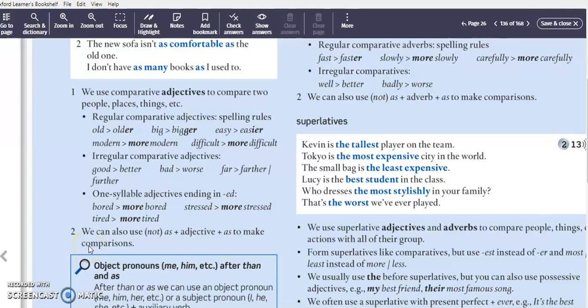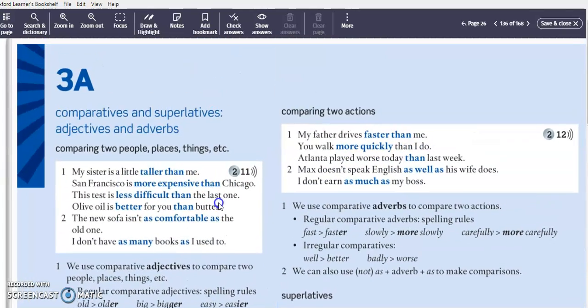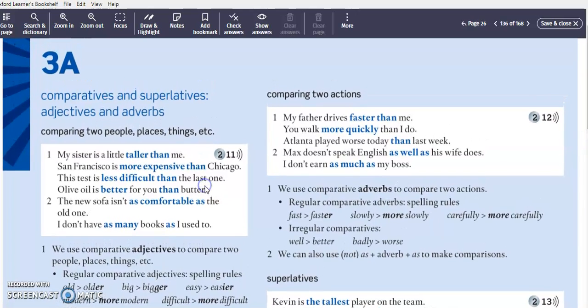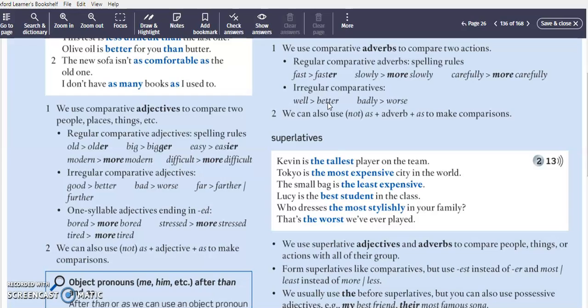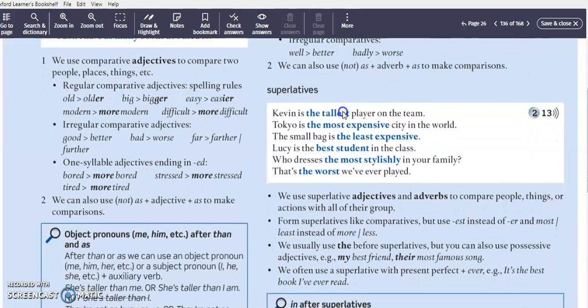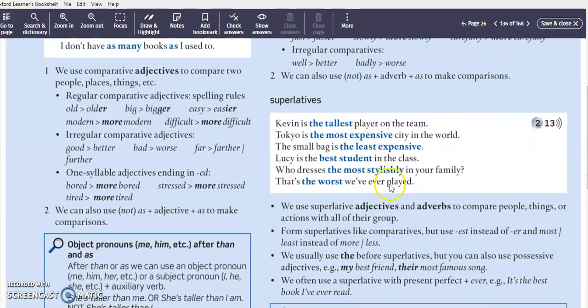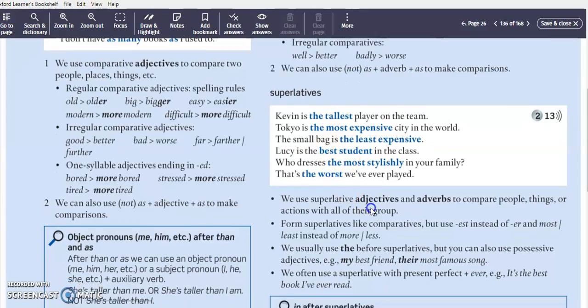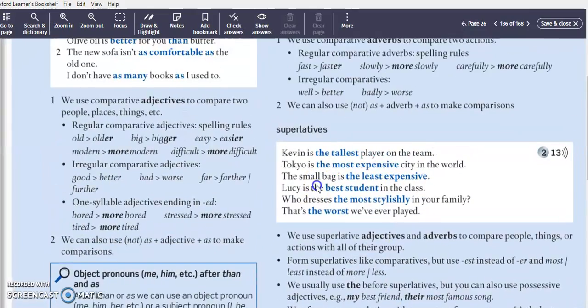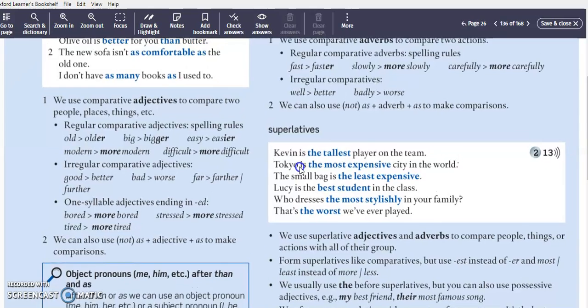Hi, we're going to look at the grammar of File 3A: comparatives, superlatives, adjectives, and adverbs. Okay, so first, what are adjectives and what are adverbs? Remember the difference between an adjective and an adverb.